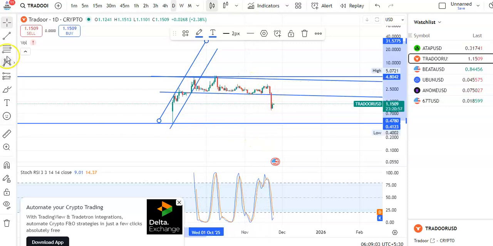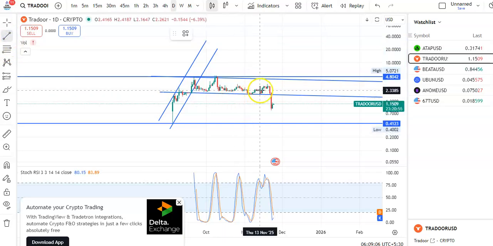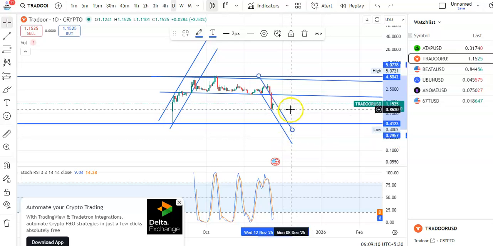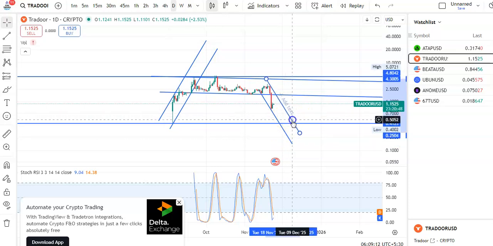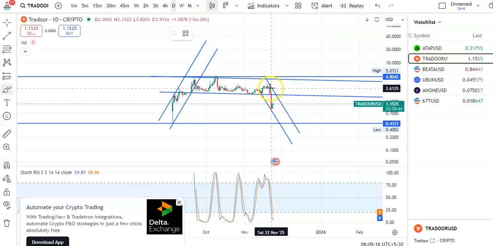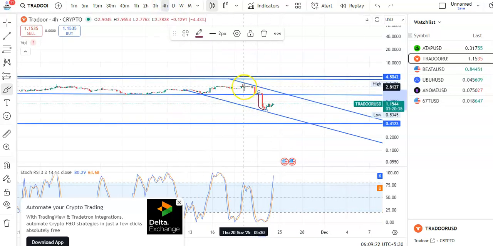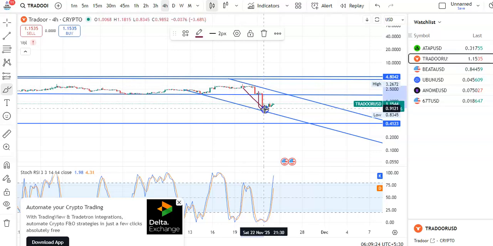Now you can see the breakout has happened. So now candles are falling in this downtrend channel pattern. So this is the support, and this is the resistance. So like this the candles are falling in this channel pattern. Fall has happened, so candles have come down to the support level, and if you go to the 4 hours chart, you can see candles were falling in this channel pattern. Continuously it is falling in this channel pattern.